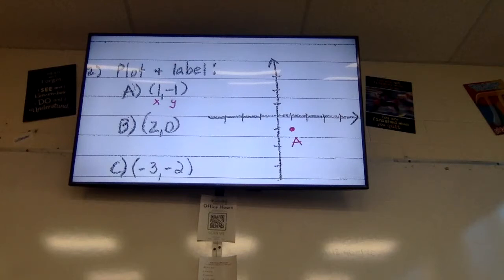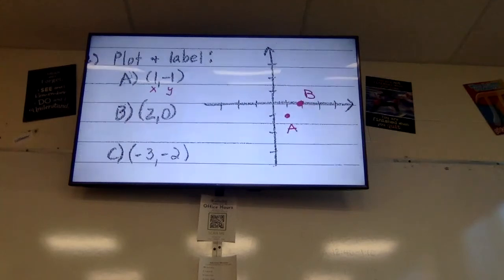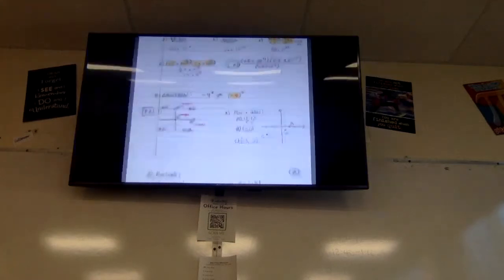Then I'm gonna do B. My X is 2, so I'm gonna go right to 2, and I don't go up and down any, so my B goes there. And then my C, excuse me, is gonna be -3, -2. So left 3, down 2, and C is approximately there. Make sure you label your points with letters so that I know what you're talking about. But other than that, pretty self-explanatory, right? Nice, all right, keep moving. A little graph review.